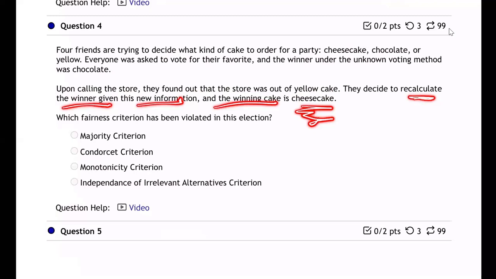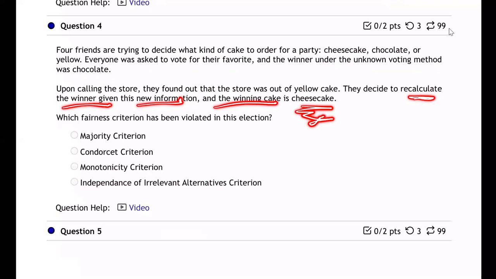Chocolate won the first time. They called the store, about to order chocolate. The store said, oh, by the way, we're out of yellow cake. And they went, oh, okay, wait, we'll call you right back. Then they said, those people that voted for yellow, it's not really an option anymore. Let's recount the votes. And all of a sudden, it switched to cheesecake.